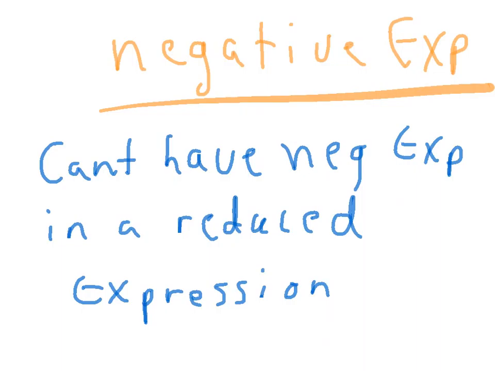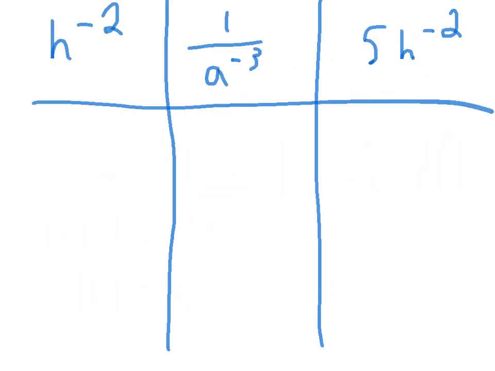Now we're going to talk a little bit about negative exponents. The only rule you need to know for negative exponents is that we cannot have negative exponents in a reduced expression. They have to be positive exponents. There's a simple way to fix that. We'll go through the examples.